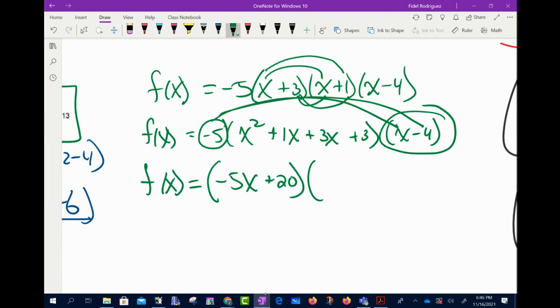And now let me combine my like terms here. So this is still an x squared. 1x plus 3x is 4x. And then plus 3. Okay?